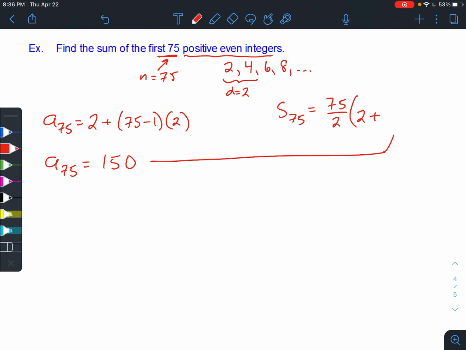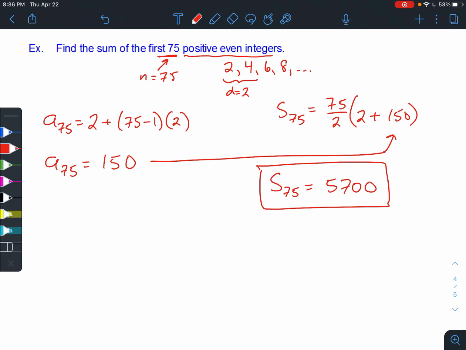Okay, so again, throw that 150 over on the side there, and that gives us S sub 75 equals, and a little bit of number crunching gets us 5,700 for that guy. All right, there you go. So again, you do have to play around with the formulas a little bit, dance between the two different ones to eventually get the sum, but it does work out just fine.